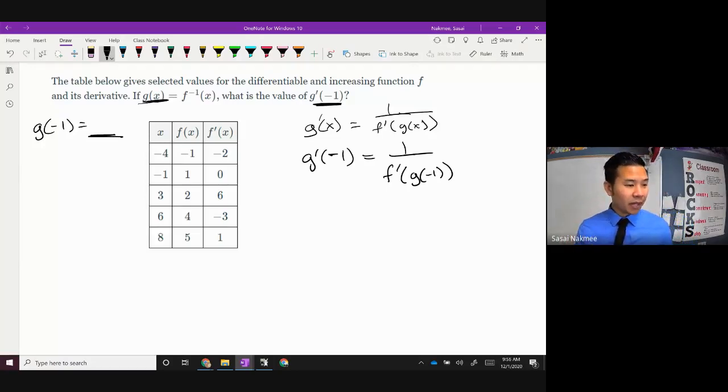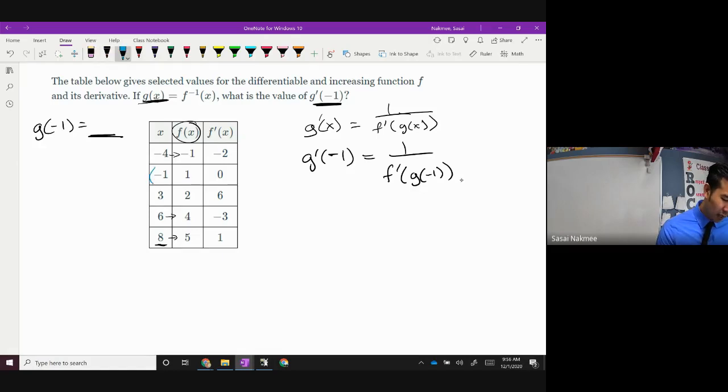Remember, f of x takes an x value and gives you an output. For example, if you plugged in 8 into f of x, you'll get 5. If you plug in 6, you'll get 4. Here's the thing: if you plug in -4 into f of x, you'll get -1. Do you guys see that? It's not this -1 that you're looking at, because this -1 is an input and you get an output of 1. That's not what I want. I want the output to be -1, and that's this one right here. What should the input be if I want the output to be -1?